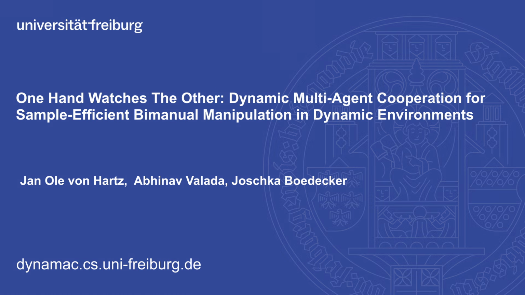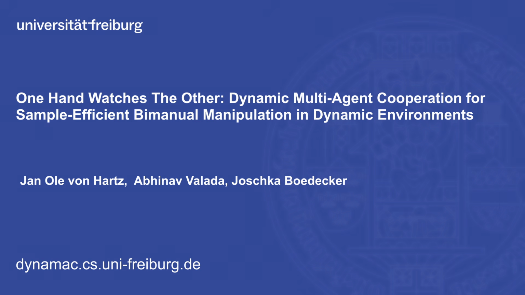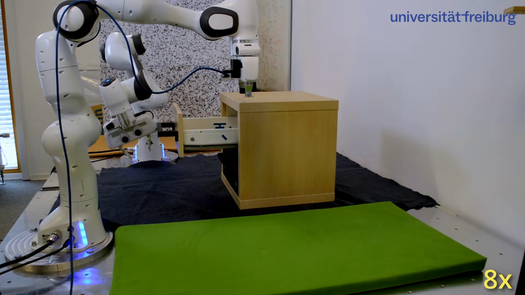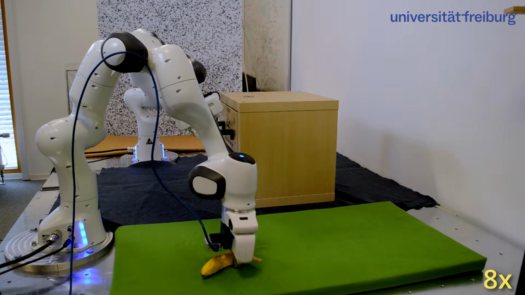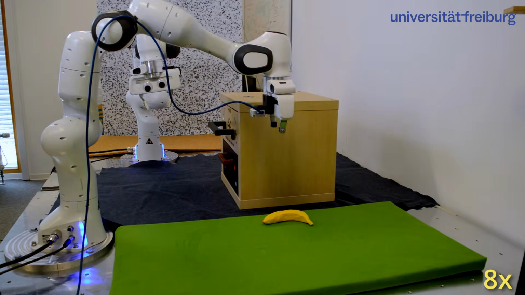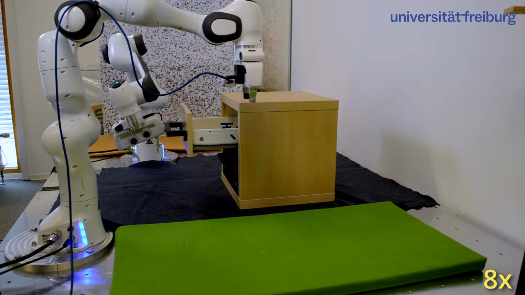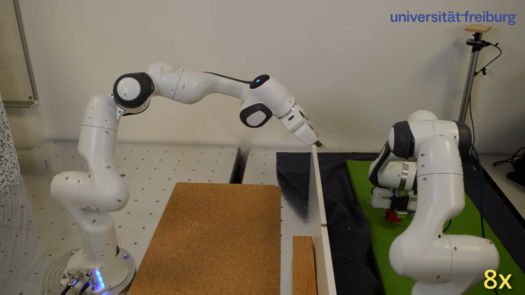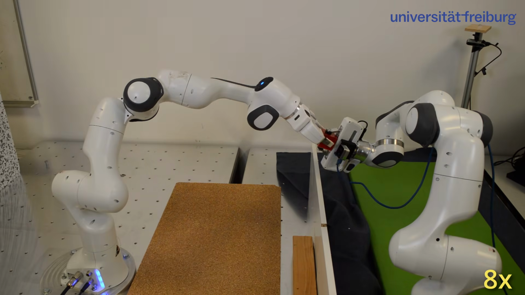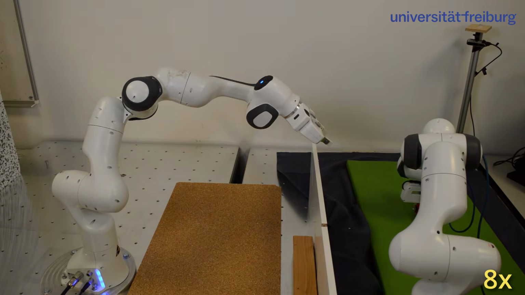One hand watches the other. Dynamic multi-agent cooperation for sample-efficient bimanual manipulation in dynamic environments. All policies shown in this video were trained on 5 demonstrations or less. Multi-stream robot policies like MIDI-gap and MSG achieve unparalleled sample efficiency. However, so far they were confined to static environments and to single-arm robots.